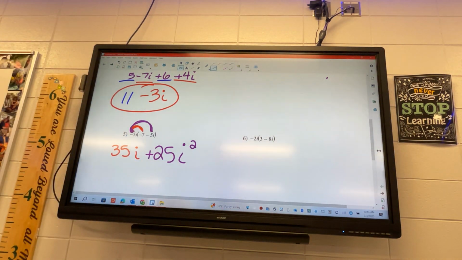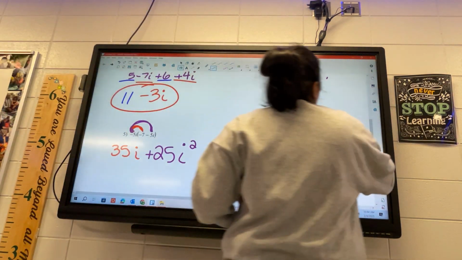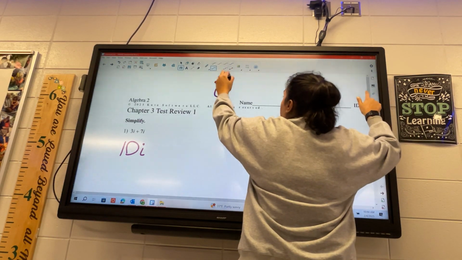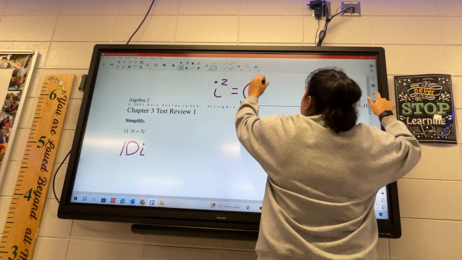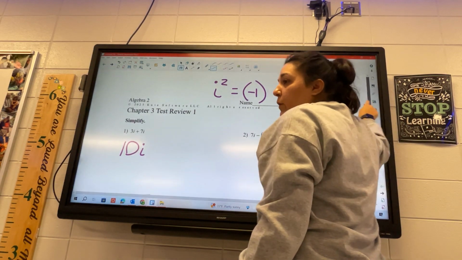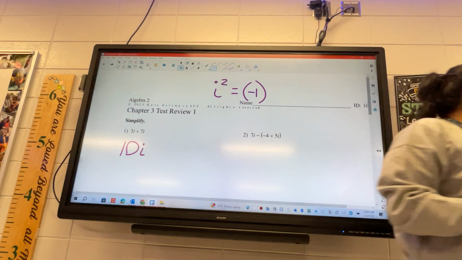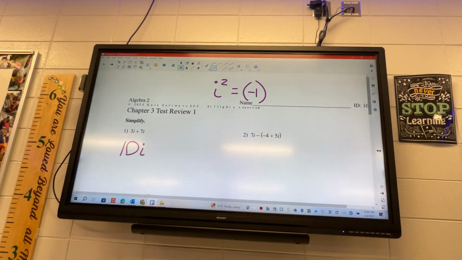Okay, if you guys recall, what does i squared really mean? -1. Okay, so maybe write that at the top of your page or something: i squared equals -1. Okay? i squared equals -1. So you can either erase or just cross it off or rewrite the whole line or put it next to it.